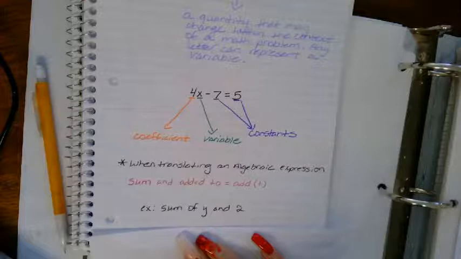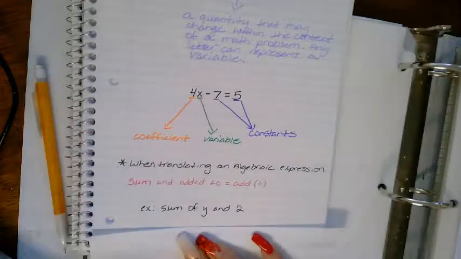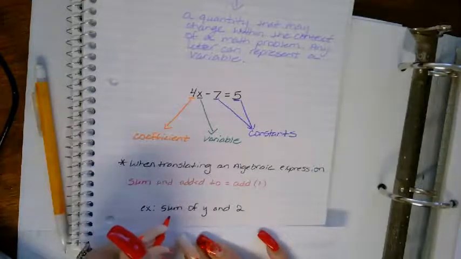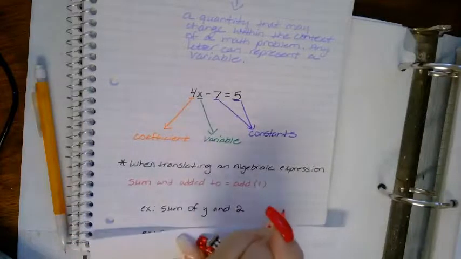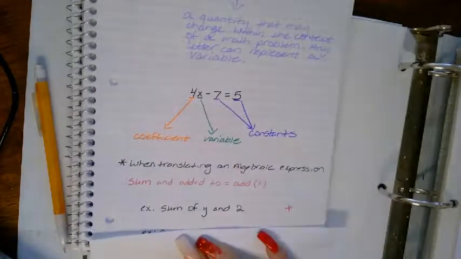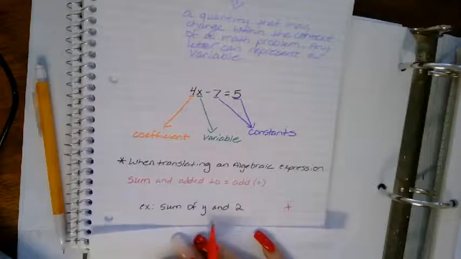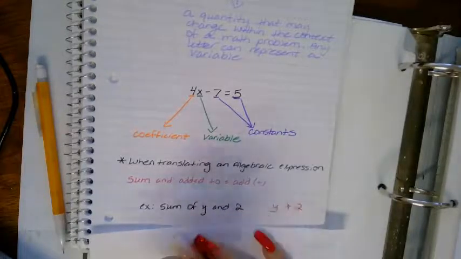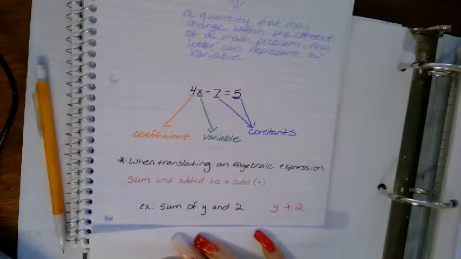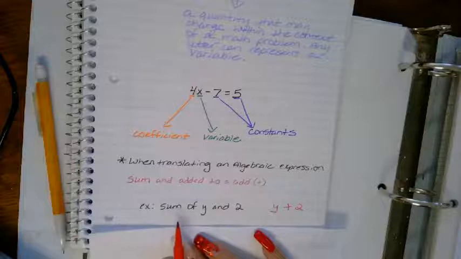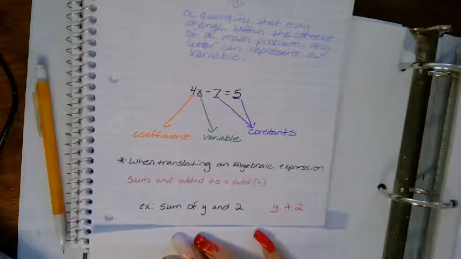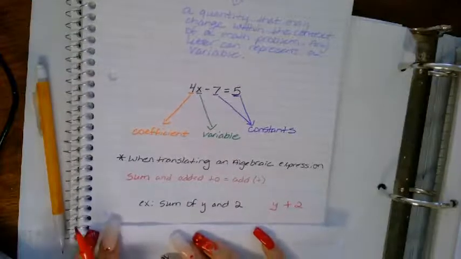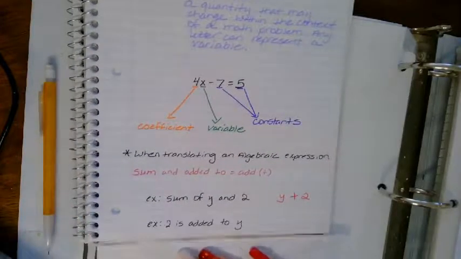Anybody know what the sum of y and 2 would look like? Yes, tiger. So sum, we know, is going to be adding. We're adding the sum of y and 2, so we just do y plus 2. When you're adding, you could have it as 2 plus y, but you kind of want to write it as it's saying it. So sum of y and 2. That's it. Not too super hard.